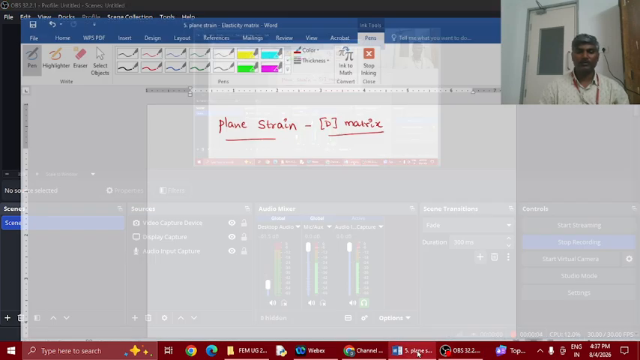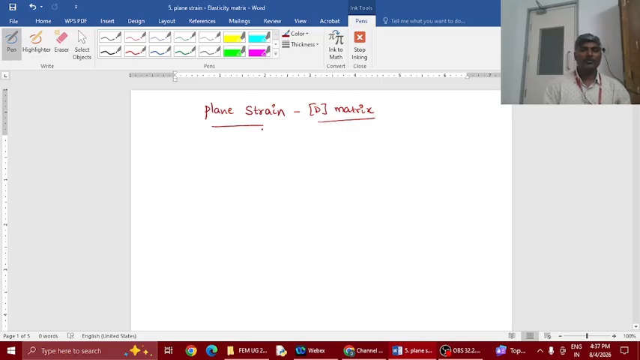Morning, dear students. Let us talk about plane strain condition and derive the elasticity matrix, otherwise called the D matrix. First, let us know what is plane strain condition. I can straight away cite an example here, like long bodies, for example dams, pipes, etc. come under this category, plane strain.